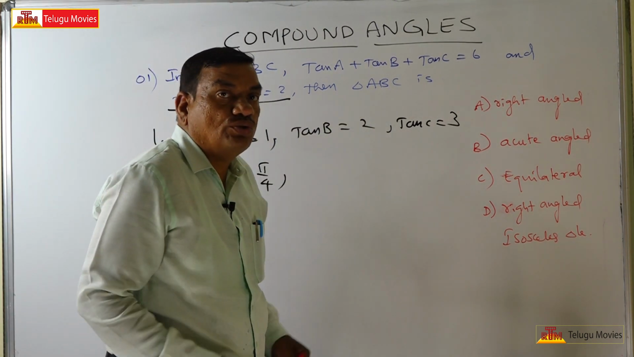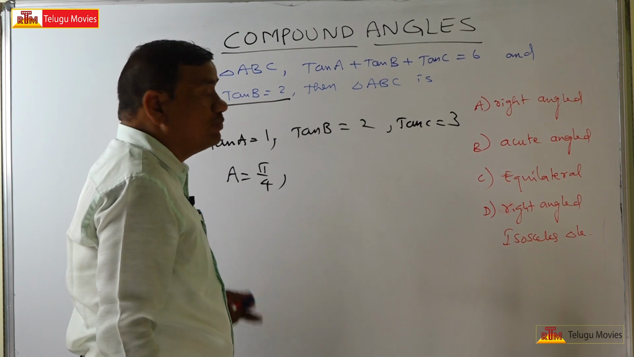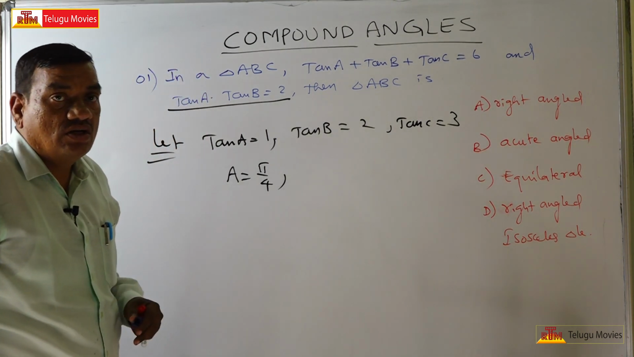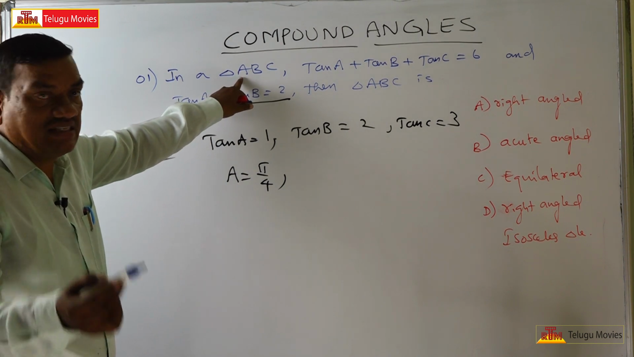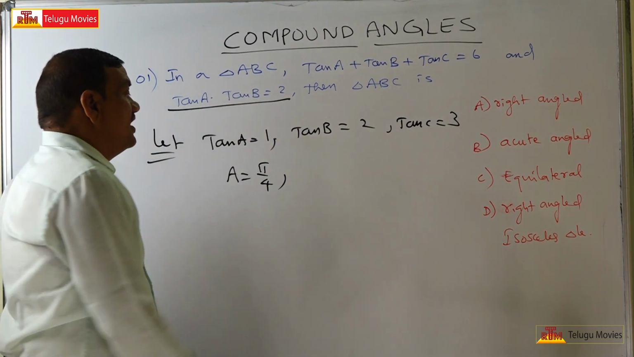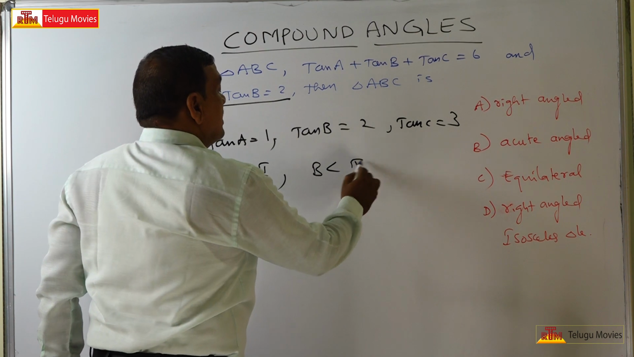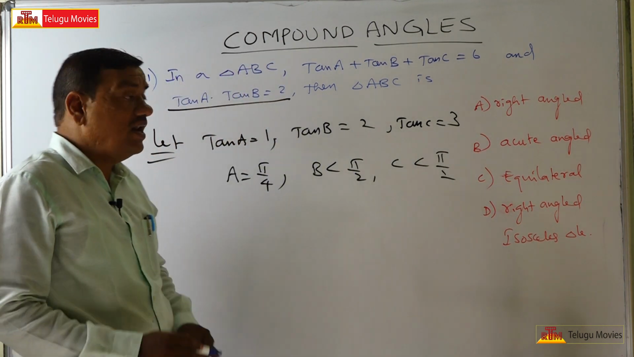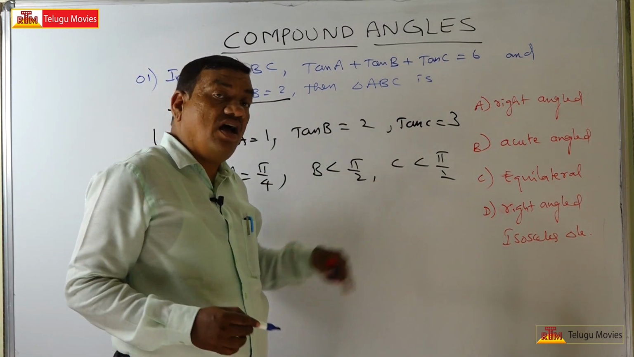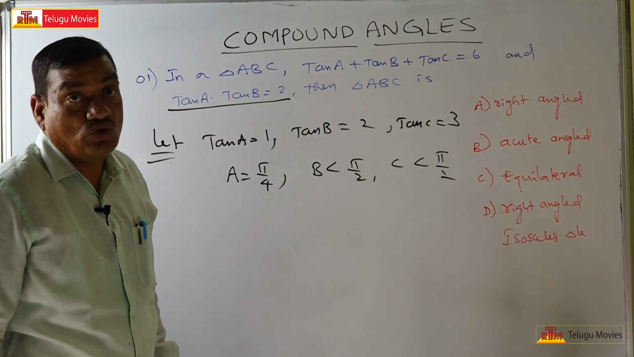Tan B is equal to 2, which is a positive value. Tan is positive in the first and third quadrant, so the angle cannot be in the third quadrant. Why? Because it is a triangle ABC, definitely B is less than pi by 2, and C is also less than pi by 2. Whatever the angle, both B and C lie in the first quadrant.